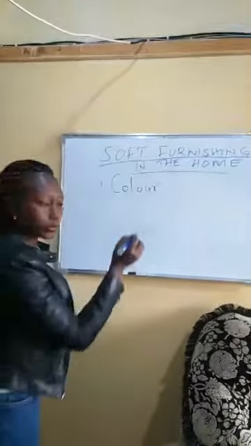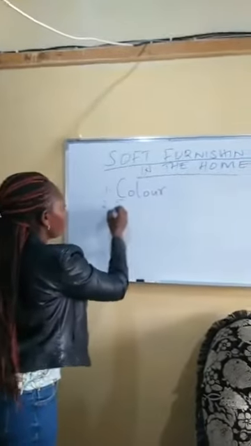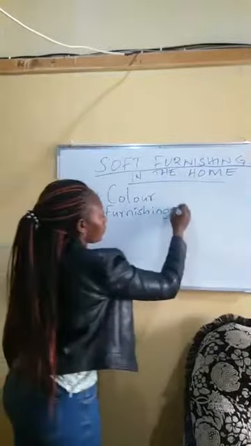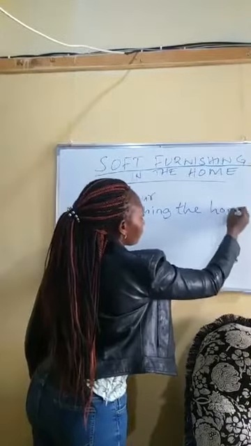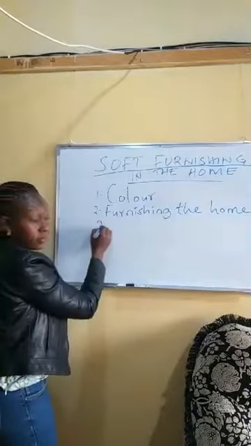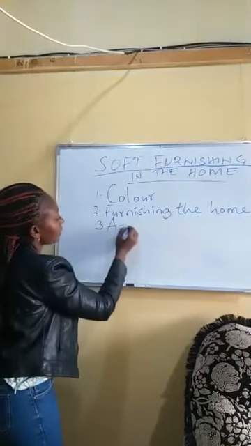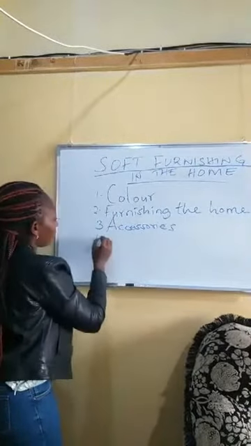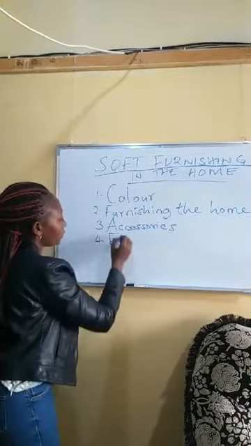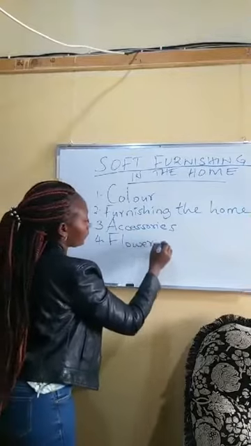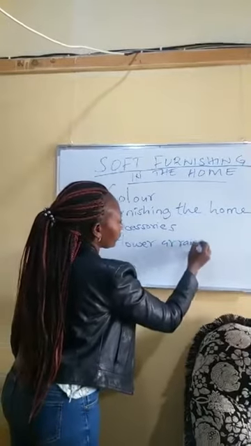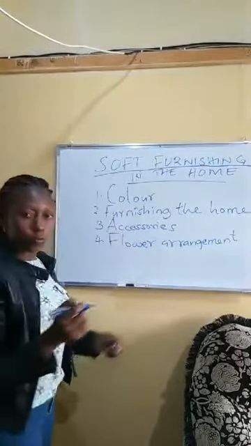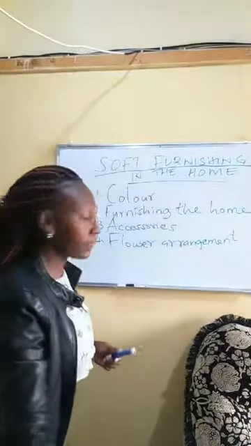Then we are going to look at furnishing the home. Then third, we look at accessories. Then finally, we have flower arrangement. So from what we have there, we'll start with color.